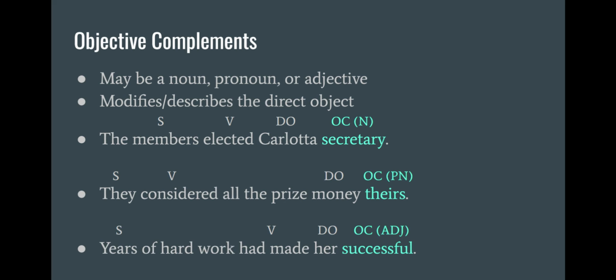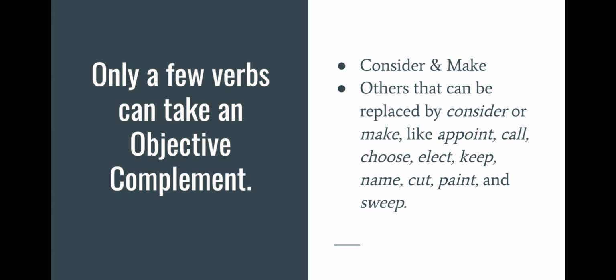One more example here that shows an adjective. Years of hard work had made her successful. So we have the subject years, the verb had made, the direct object her, because the years had made what? Had made her, and then the objective complement successful, which completes the thought, tells us what the years of work made her.